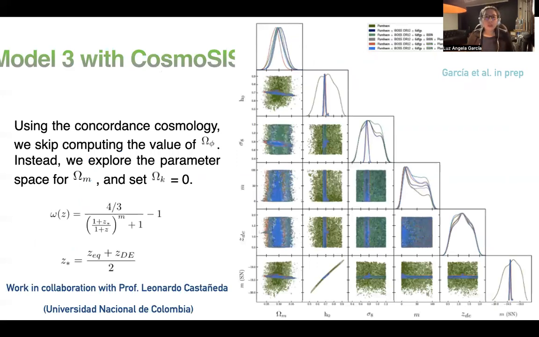We repeat this procedure, but this time we're going to use CosmoSIS. As you can see here, we assume the same parameterization, but this time we're also assuming the different observables that I described in the two previous models, and those are the results that we get. So we have a prediction for H naught, omega m, and therefore a prediction for omega phi, which is the value of the dark energy density today.